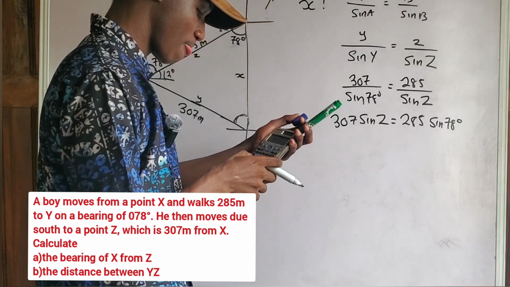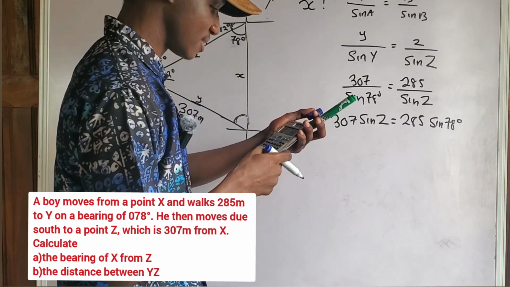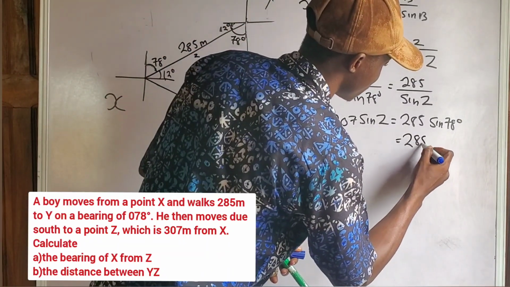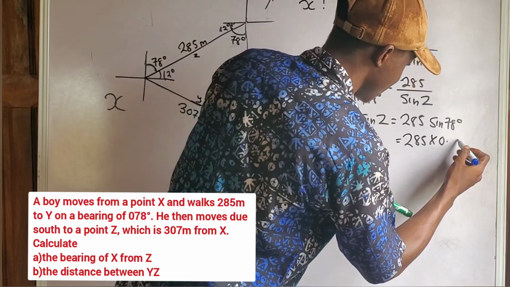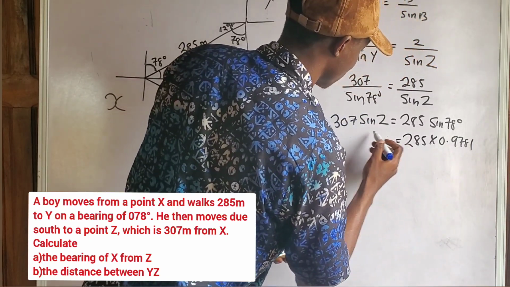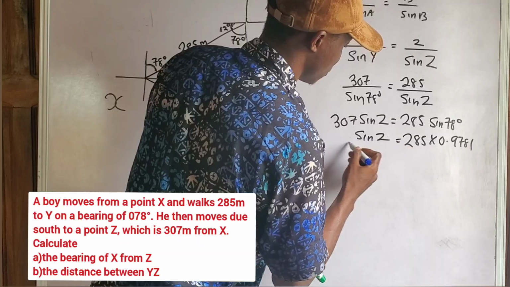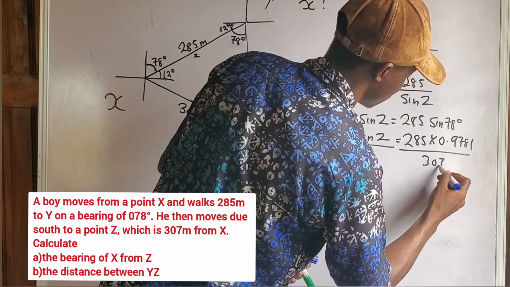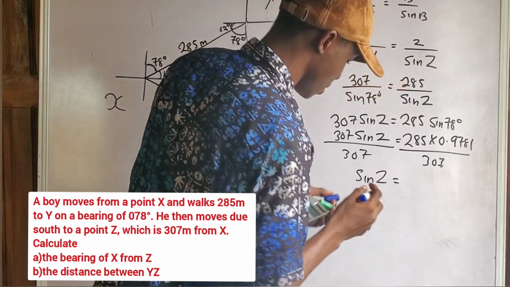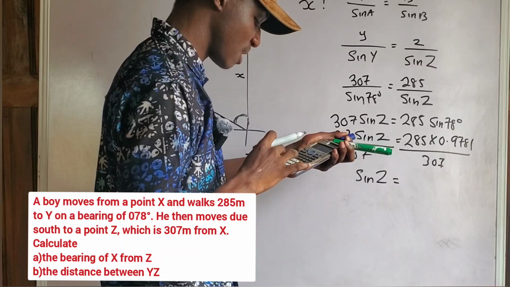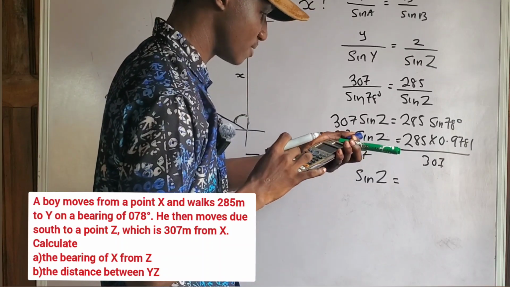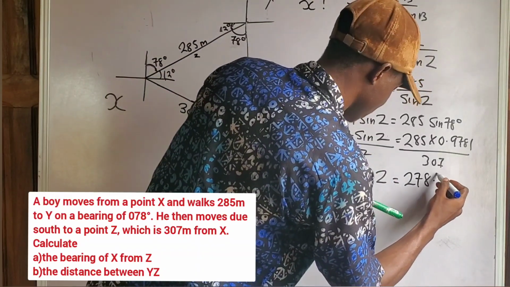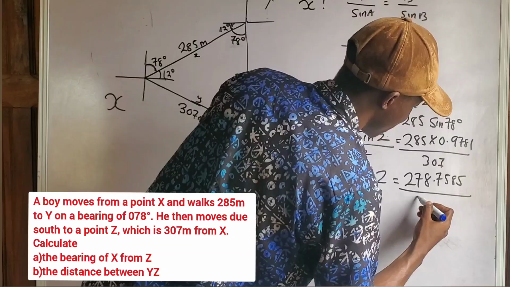Sine 78 degree is 0.9781. So I'm going to have 285 multiplied by 0.9781 equals to what? Then divide by 307. So sine Z is equal to 285 multiplied by 0.9781, that is 278.7585, okay, this over 307.